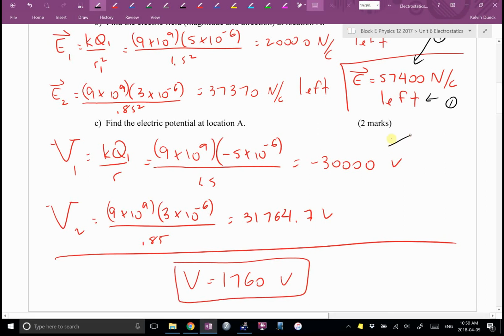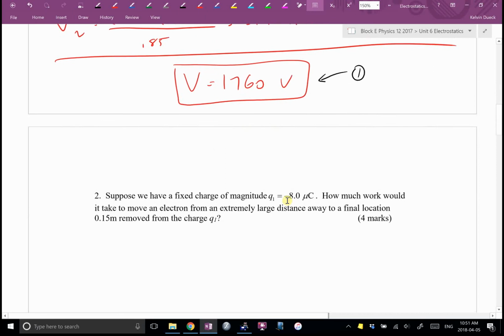Otherwise, I would give you half mark for that, half mark for that, and 1 mark for the answer. If you missed the negative, if you told me the answer was 61,760, I would give you 1 out of 2. Then I would go to the next page.